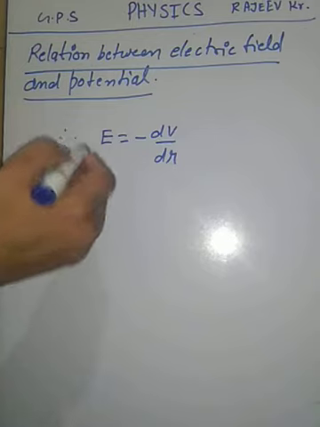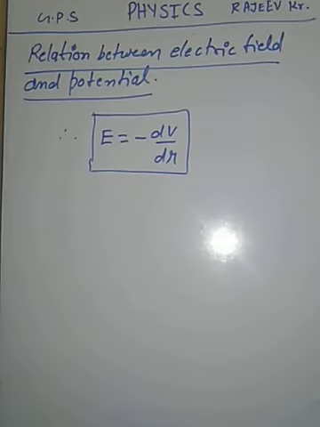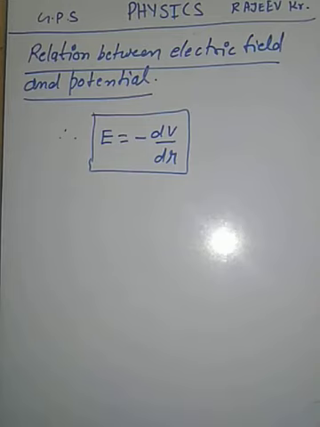What is the conclusion of this relation? This relation concludes that the magnitude of the electric field is equal to the change in the magnitude of potential per unit displacement, and this may also be known as the potential gradient normal to the equipotential surface at the given point.